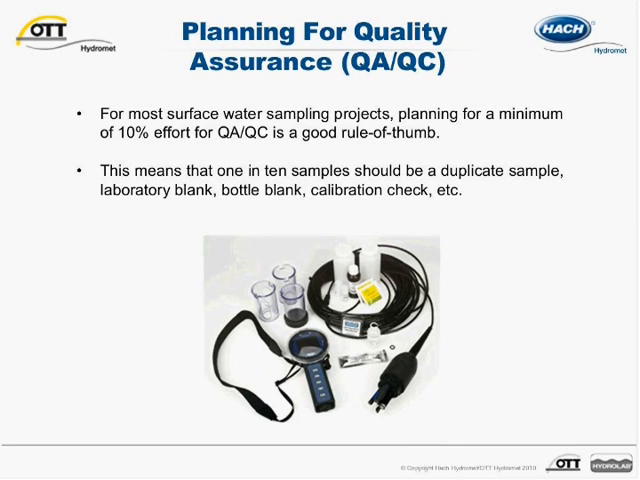A common rule of thumb for QA/QC programs is the 10% rule, where at least 10% of the effort in a sampling program should be reserved for QA/QC. Translating this to an example of a hypothetical monitoring program that looks at 10 locations in a water body, at least one should be a duplicate sample, laboratory blank, bottle blank, calibration check, or some similar activity that provides confidence in or verifies the reading. For long-term monitoring, this would be impractical.